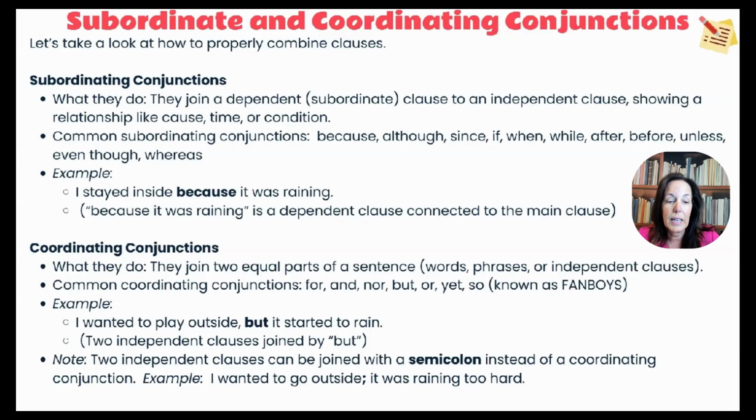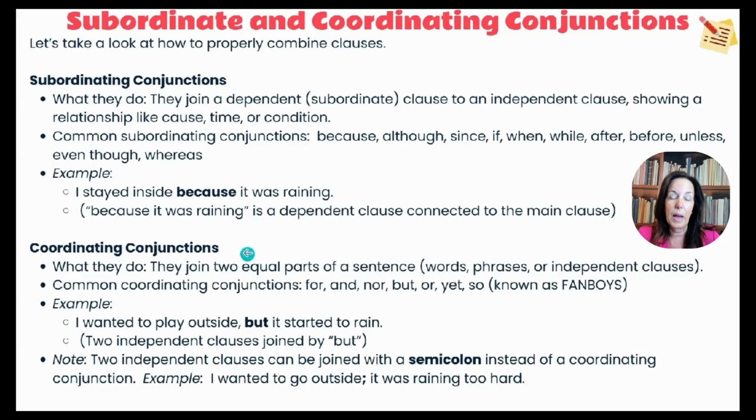Common subordinating conjunctions are because, although, since, if, when, while, after, before, unless, even though, and whereas. Here's an example. I stayed inside because it was raining. So the word because is your subordinating conjunction. So what it does is it just connects the dependent clause to the independent clause.